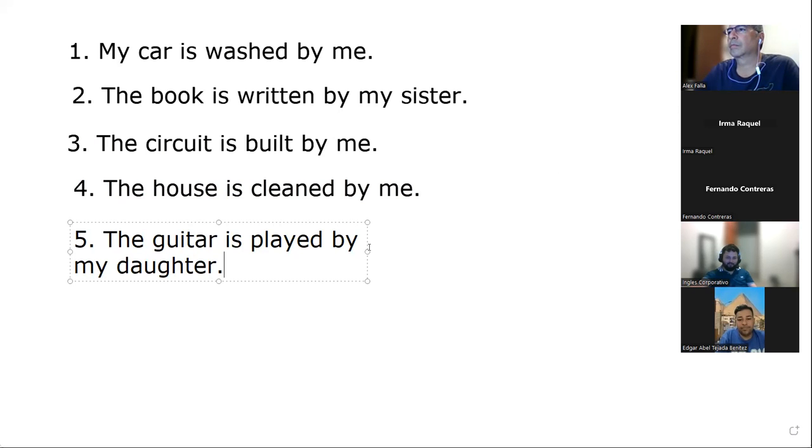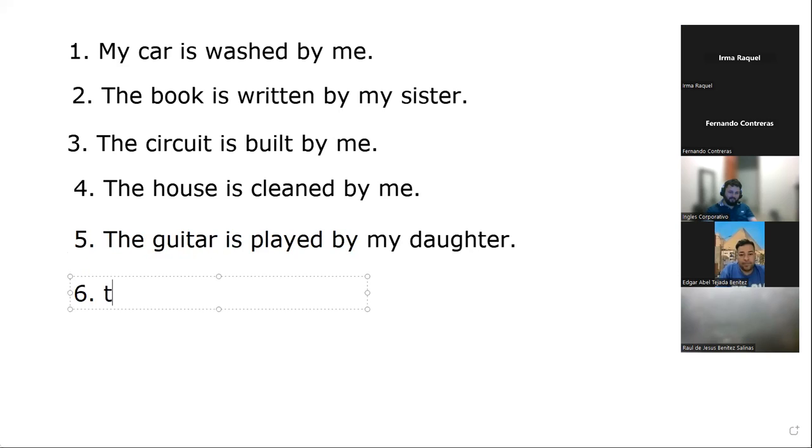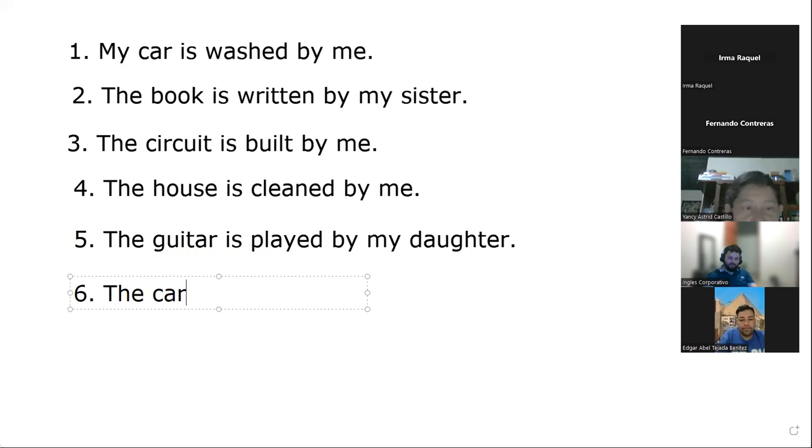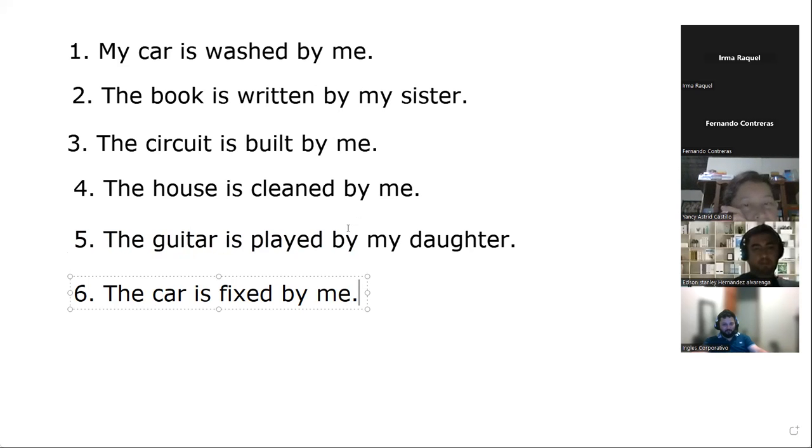All right. Excellent. Fernando, go ahead. The car is fixed by me. Not for me. All right, well, you can say the car was fixed for me, right? That means that other people did it for you, right? But no, if you did it yourself, you have to use by. Very good. Thank you, Fernando.